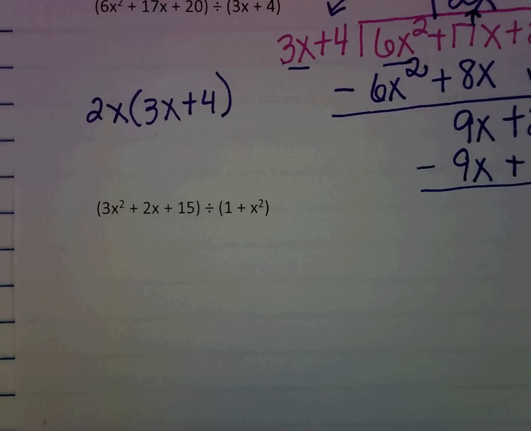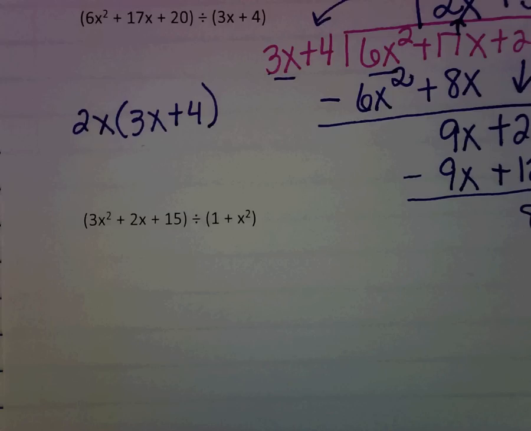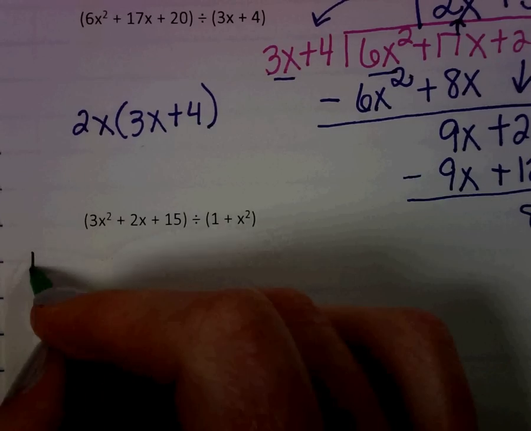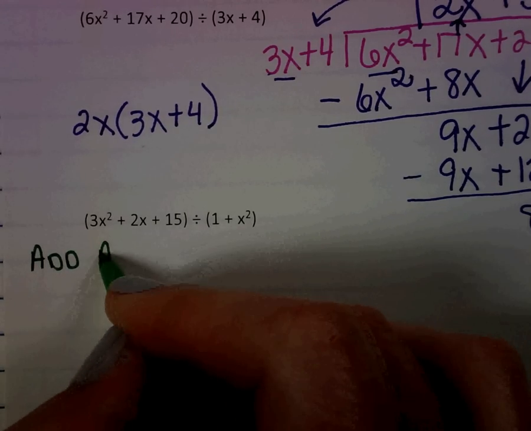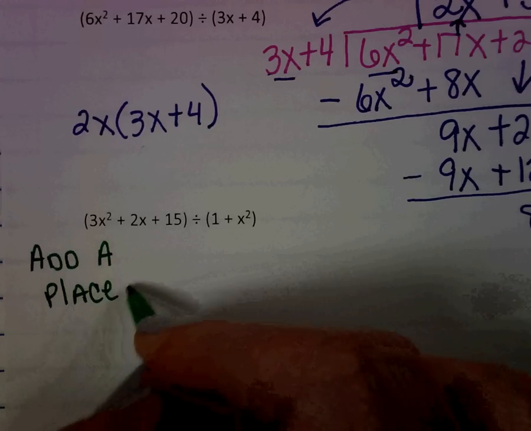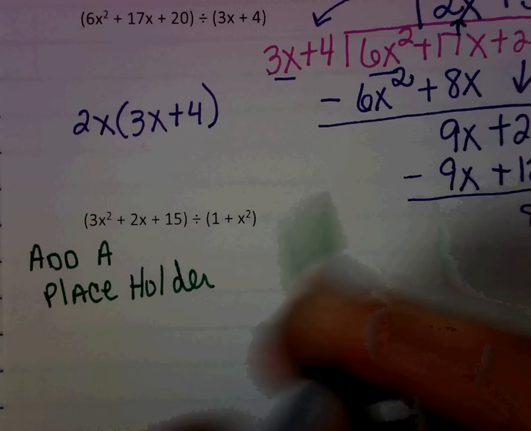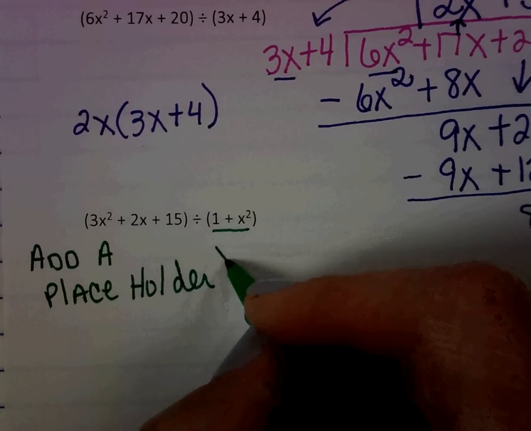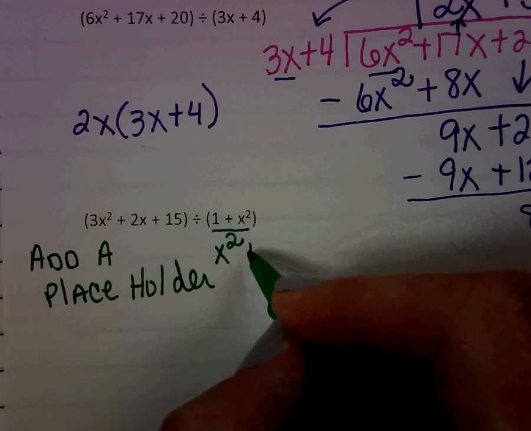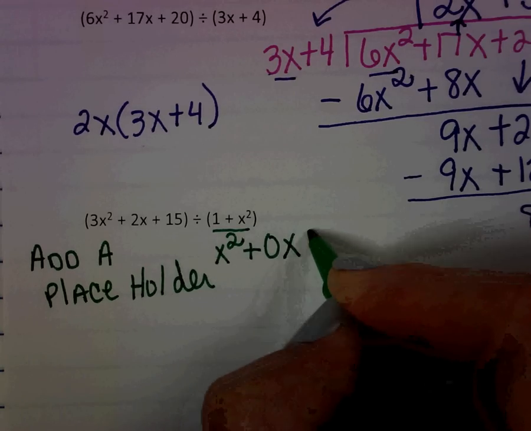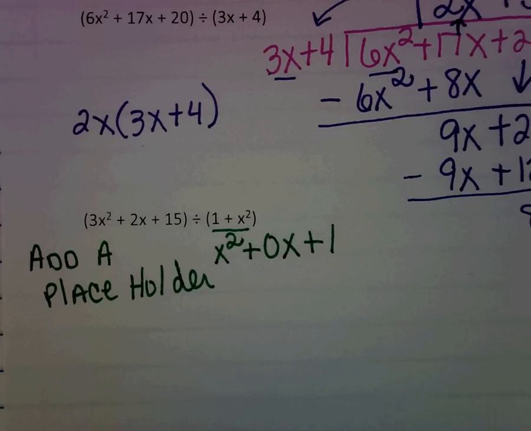In this last example, we have a trinomial divided by a binomial. But I want you to notice in that binomial, number one, it's not written in descending order, and it's not going to match up because we don't have that x term in the middle. So what we're going to need to do in this one is add a placeholder. This binomial right here, it's the divisor. We're going to have to write it as x squared plus 0x plus 1. We haven't changed the value of it, but we've added that placeholder so that we can easily divide this.